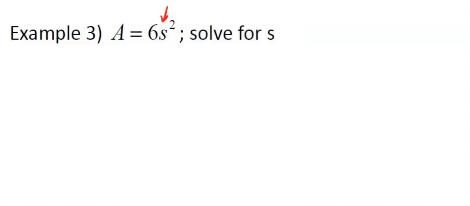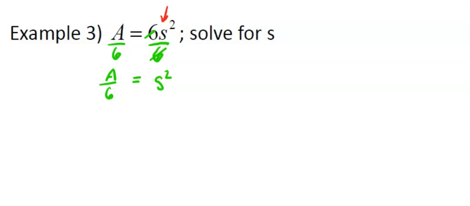Alright, so we want to get rid of the 6. Whenever you have a number right by a variable, it means multiply, so the opposite is divide. So we divide by 6, and that would cancel the 6's. Area over 6 is equal to s squared.